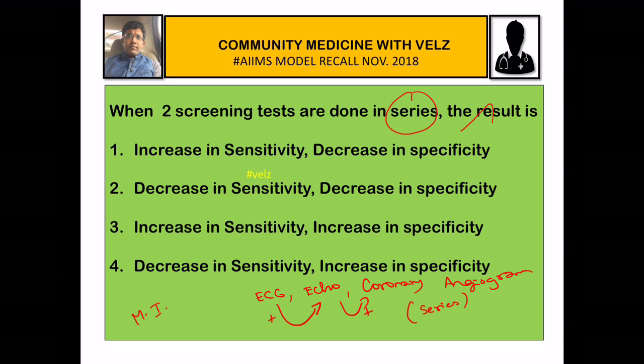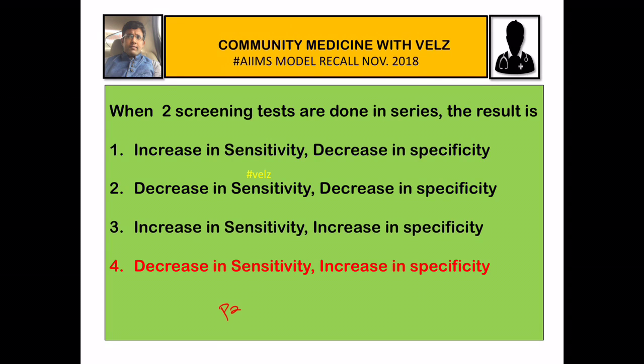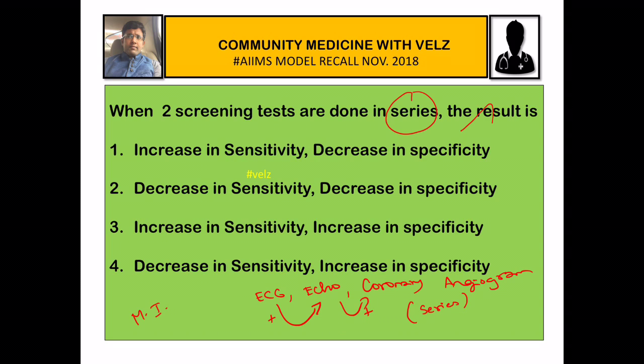But what do you do for test in parallel? For test in parallel, you will do everything once the patient gets admitted in the hospital. Suppose the patient gets admitted now. From one hand you will take the ECG. From another side you will try to do the echo. Then another time they will try to put the tube in and do the coronary angiogram. And if any of these is positive for MI, they will declare it as MI. But in series, only when the first is positive will they go to the next.